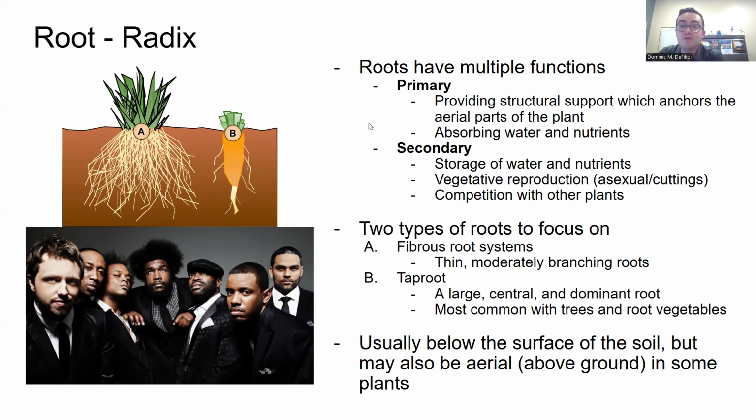Roots, of course, also absorb water and nutrients, providing primary metabolism for the plant. Now, secondarily, roots are also used in the storage of water and nutrients. They're used for vegetative reproduction. So when we think of asexual reproduction or cuttings from plants, and we split a plant up and split the root, oftentimes that is quite useful in the propagation of plants via cuttings.